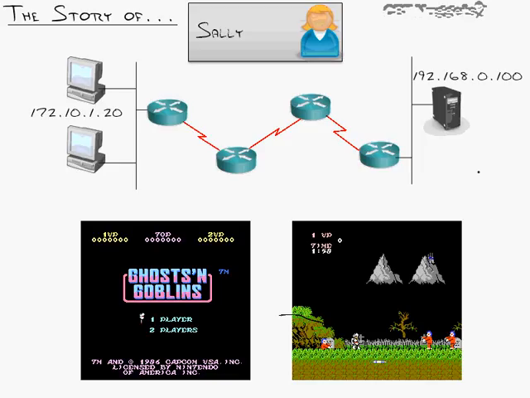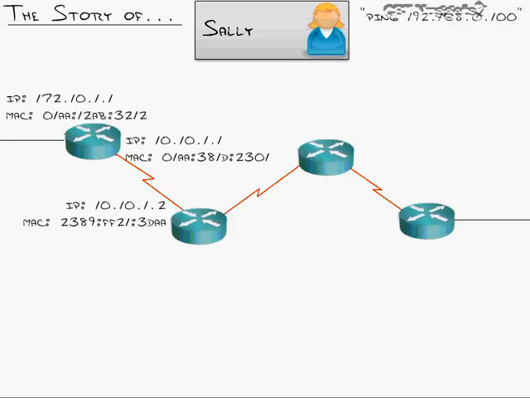Long story for a short picture. We've got the story of Sally. We have completed this level. The router has now received the packet, and now we're moving on to the next section of the map, which is this group of routers. So let's get our bearings.